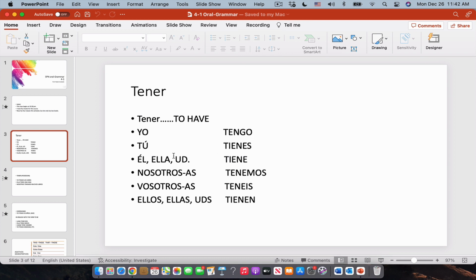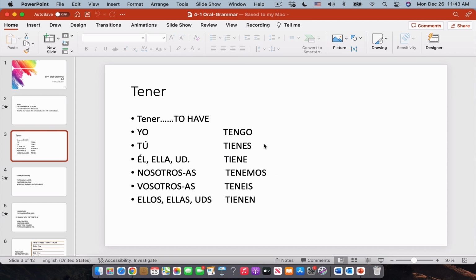Okay. The tú form is tienes, okay? Tienes, you see the E here becomes IE. Tú tienes, you have. Then we have the él, ella, and usted form, which is tiene. It's the same as the tú form, but doesn't have the S. Now then we have nosotros or nosotras, we have tenemos, okay? Vosotros and vosotras, we have tenéis. And then the ellos, ellas, and ustedes, we have tienen.